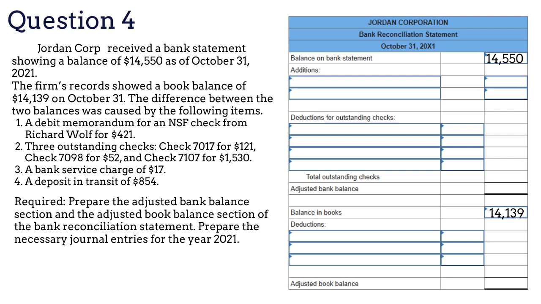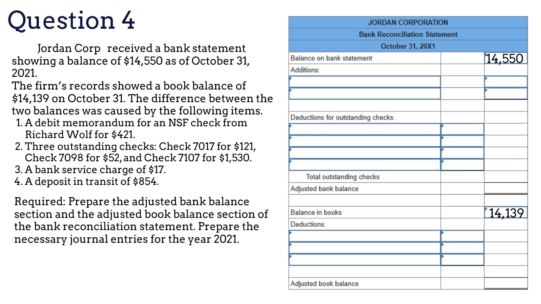Can you see the section on the bank reconciliation form for outstanding checks? Write each of the outstanding checks into that section. Now, let's look at the fourth item on the list. It is for a deposit in transit for $854. The business already recorded the deposit, but the bank balance doesn't yet include this. So, we need to add it in the addition section. Please do that now.